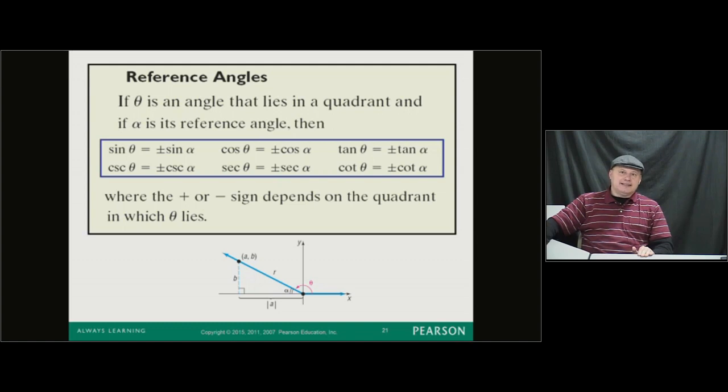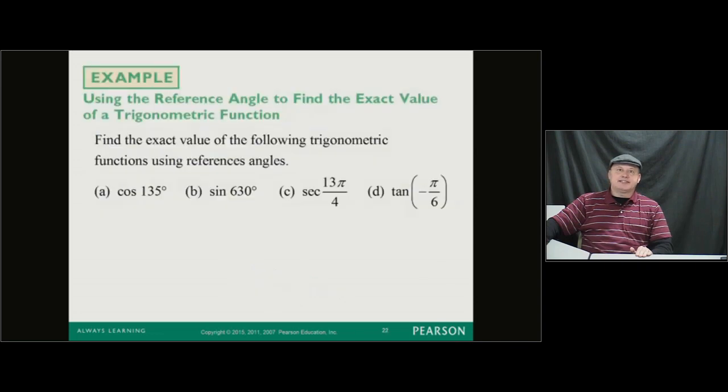So in this case, the sine of theta would be positive, because the sine of alpha is positive and you're in the second quadrant. But if you're taking the cosine of theta, then you'd have to find the cosine of alpha, but it would be negative, because this angle is in the second quadrant. So that's how you kind of keep it together. All right, let's look at some more examples here.